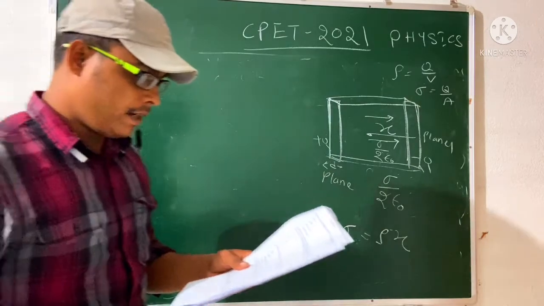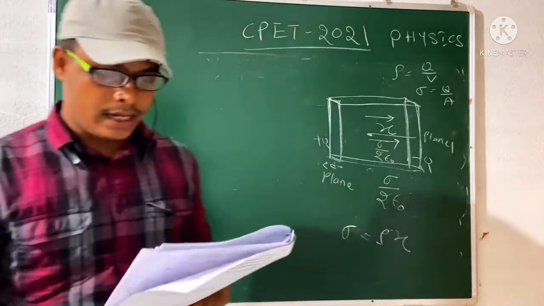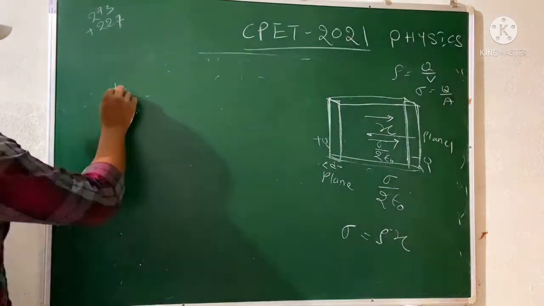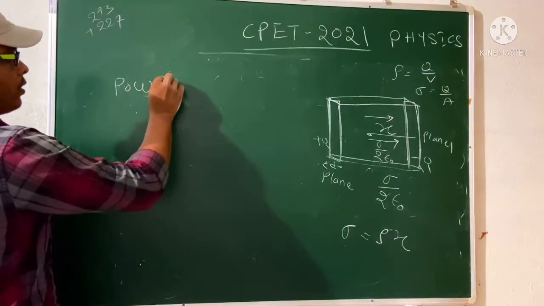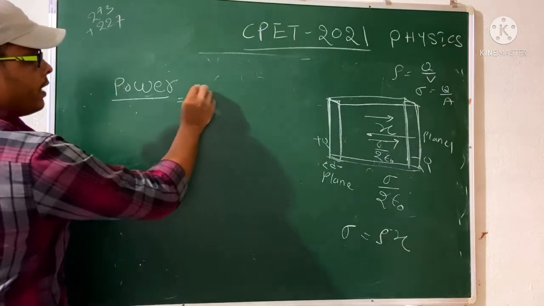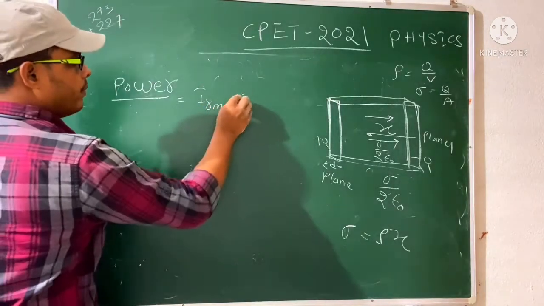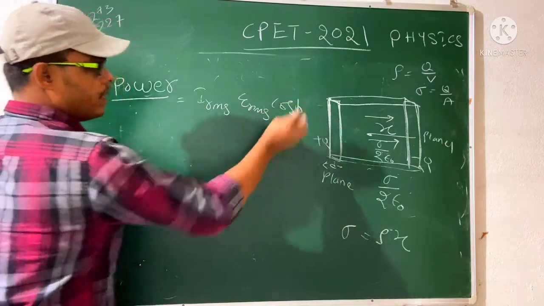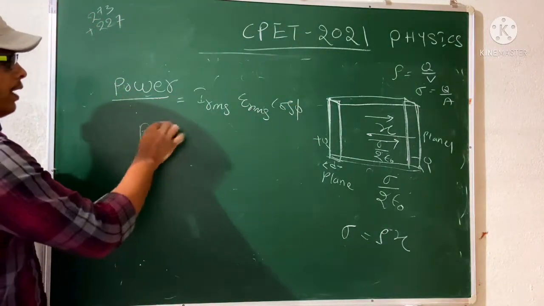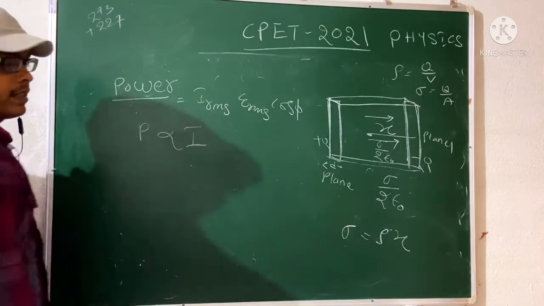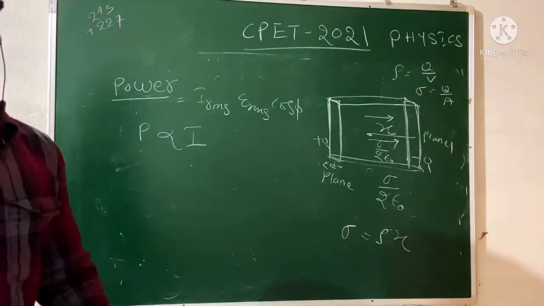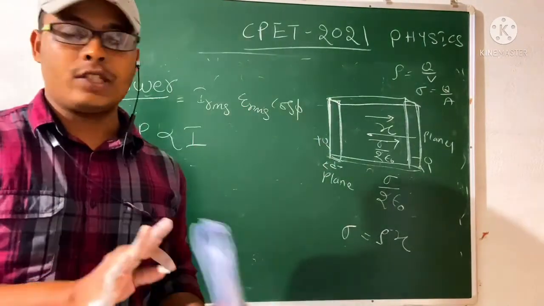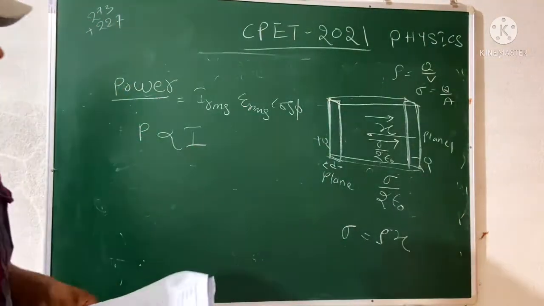Okay, so what happens? How many time constants will elapse before the power delivered... Okay, what is the power delivered in an RC circuit? What is the power delivered? So power is nothing but I RMS, E RMS, cos phi. That means power is depending upon the current. So E RMS, that is the EMF, that is not changing in an RC circuit.